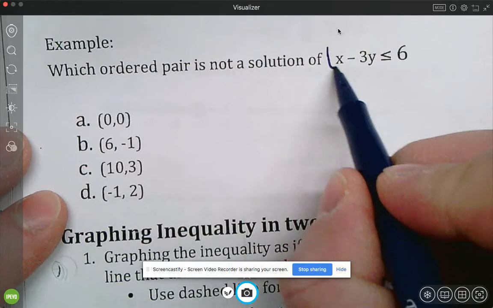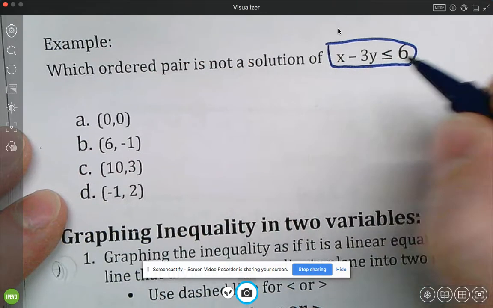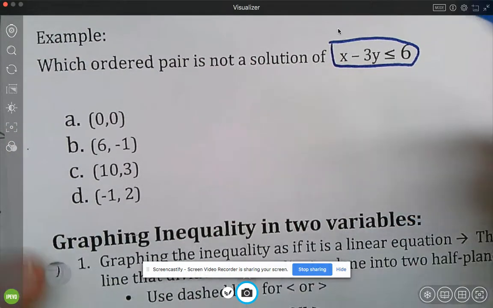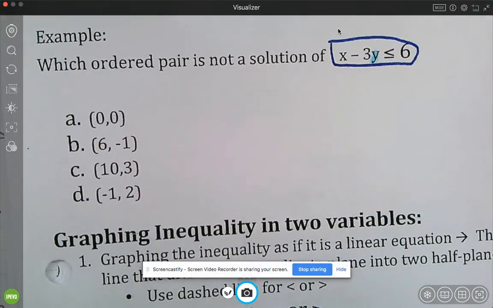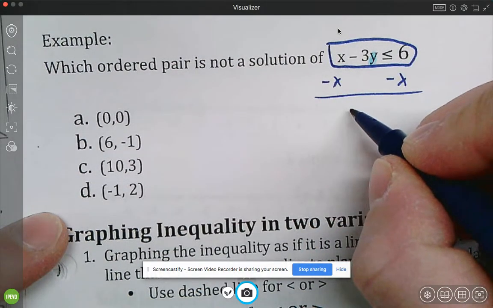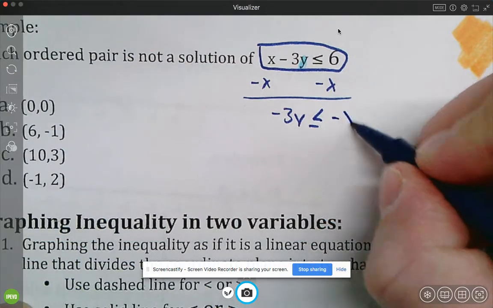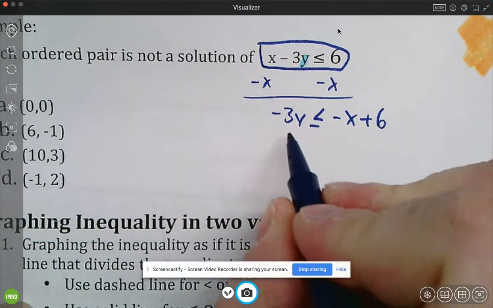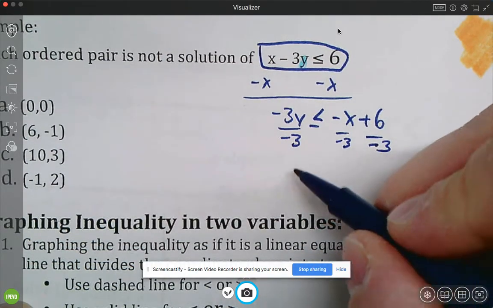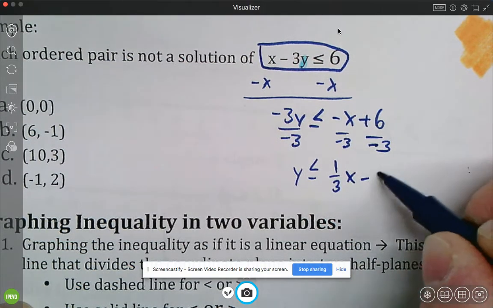If we want to test if these coordinates are solutions to our graph, the first thing you want to do is probably get this in slope-intercept form. So if we're going to solve here for y like we've done in the past, what's the first thing you would do to both sides? Minus x. You're left with negative 3y is less than or equal to, how do you write this side again? Negative x plus 6. Last step, divide everything by negative 3. And then you're left with y is less than or equal to 1/3 x minus 2.